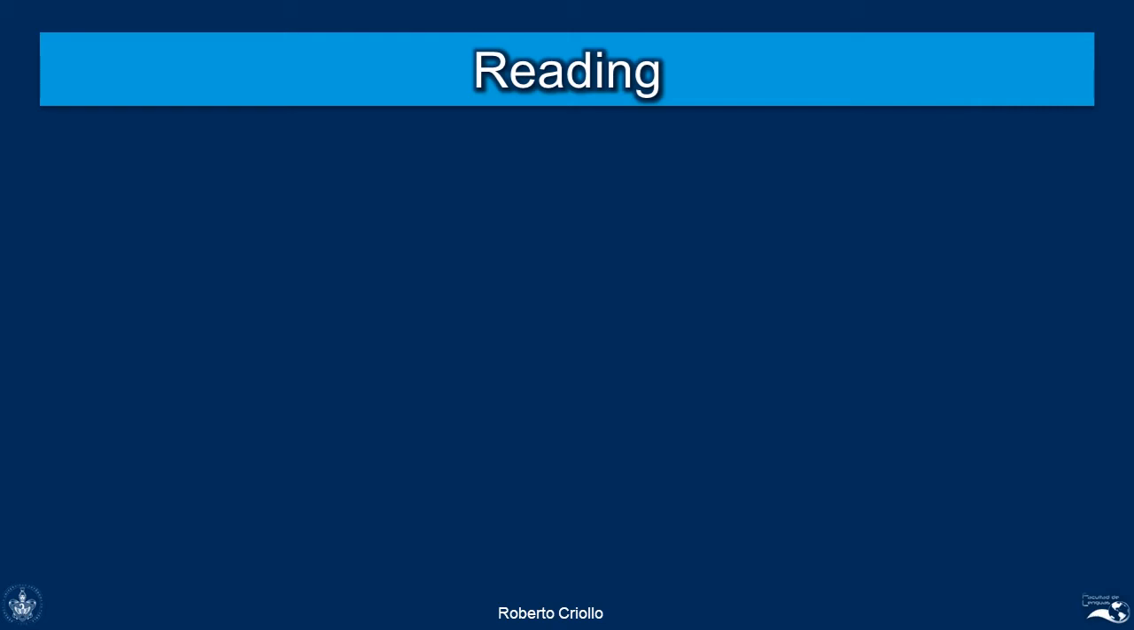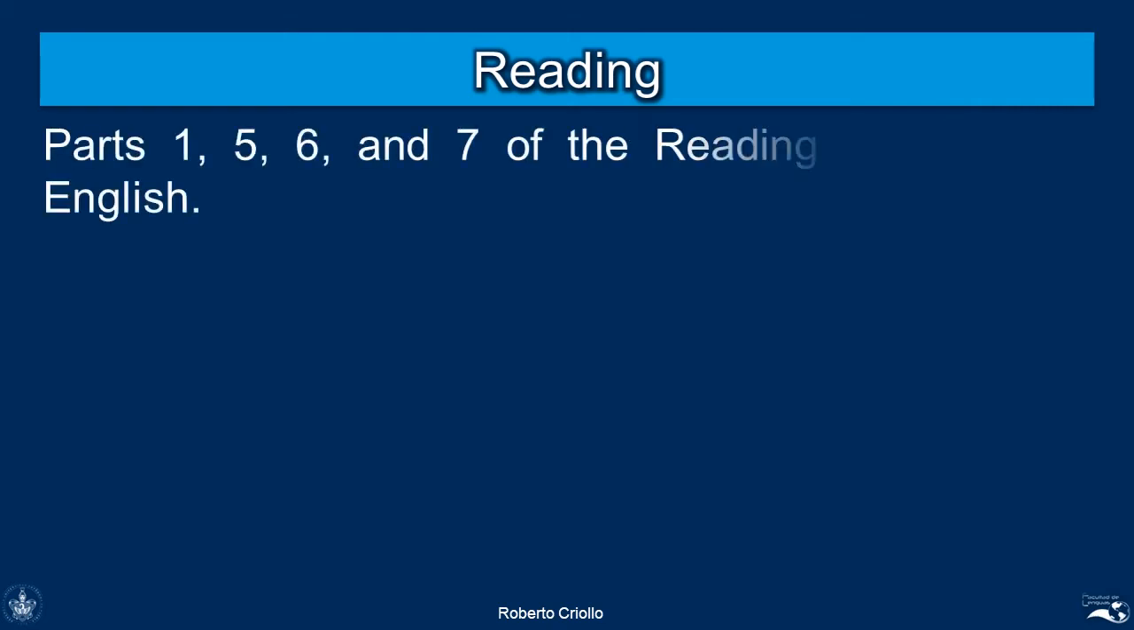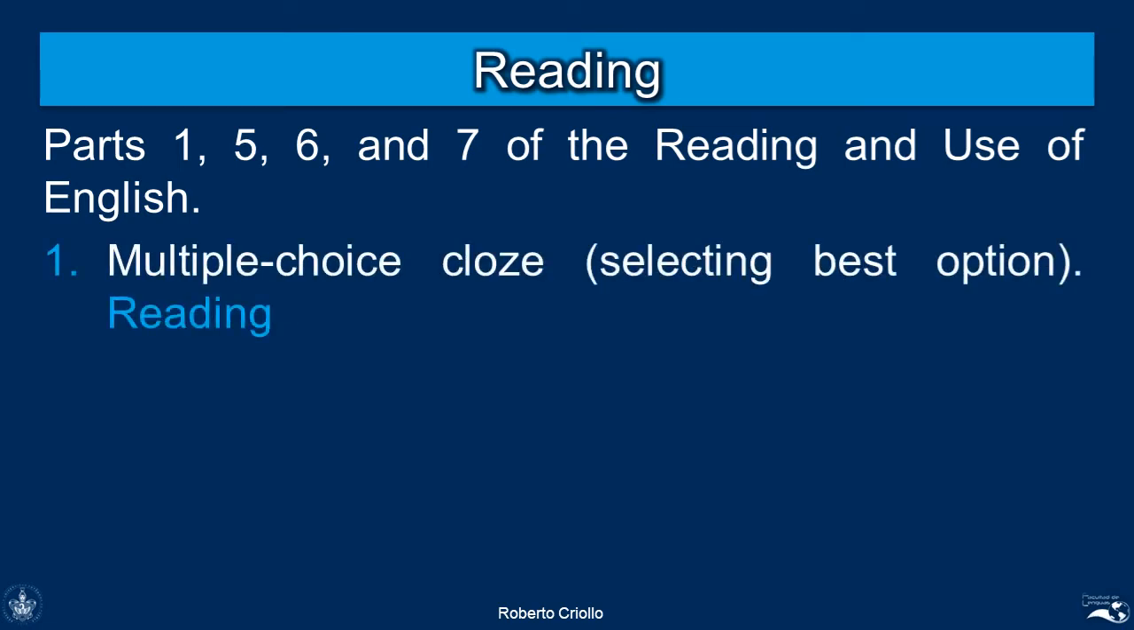Okay, so let's go to the reading section. Now, parts 1, 5, 6, and 7 of the reading and use of English test your reading comprehension skills. There are 4 different kinds of tasks. The first one is a multiple choice cloze, very similar to the ones that you have in the previous part of the test, right? But in this case, you have a multiple choice task. That means that you have blanks and you can select out of 4 options where you can find the correct answer.